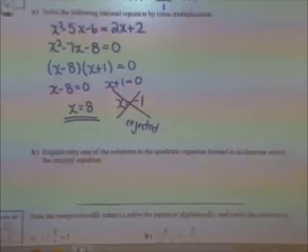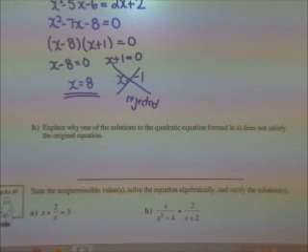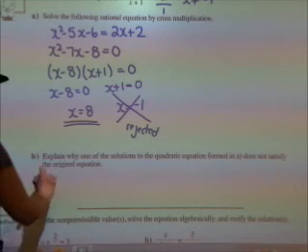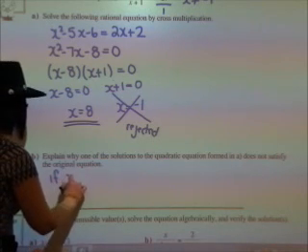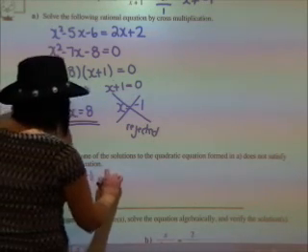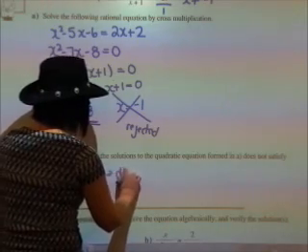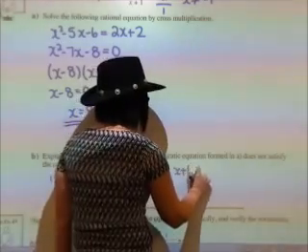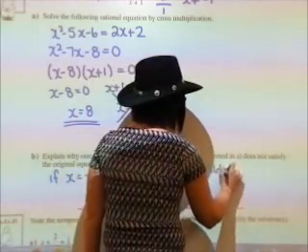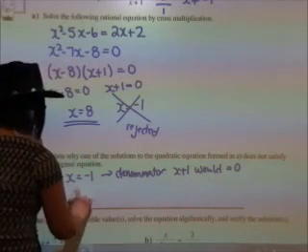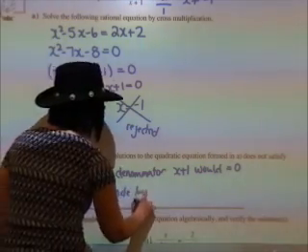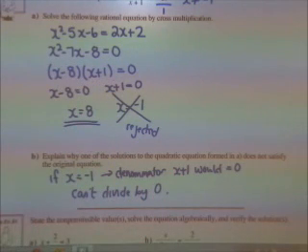So question B just says, explain why one of the solutions to the quadratic does not satisfy the original equation. And that's if x equals negative 1, then the denominator, x plus 1, would equal 0. And I can't divide by 0. That's why you have the rejection. I cannot divide by 0.